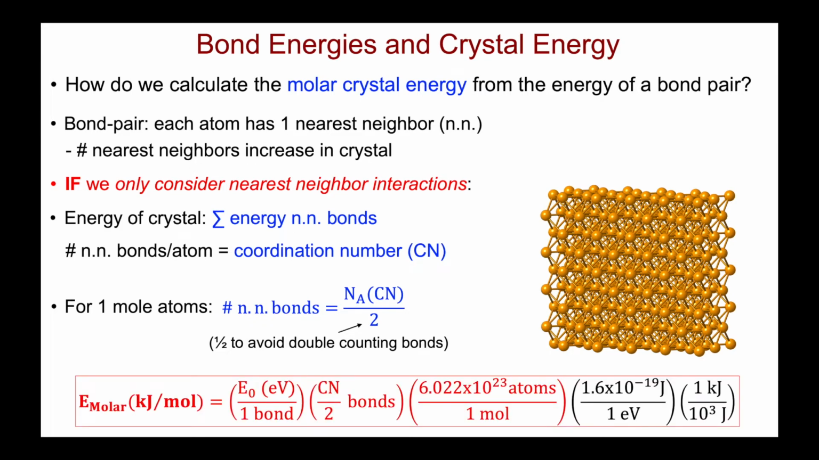So now we can get a fairly simple equation for the molar energy of a solid, where this first term is the energy of a single bond multiplied by the total number of nearest neighbor bonds in 1 mole, and the last two terms are just converting units from eV to kilojoules. So in essence, if we just consider nearest neighbor interactions, then by counting appropriately the number of nearest neighbor bonds in 1 mole of the solid, and multiplying that by the energy of the isolated pair, we should then be able to convert the energy of a single bond to the energy of all of the bonds in 1 mole of a solid.